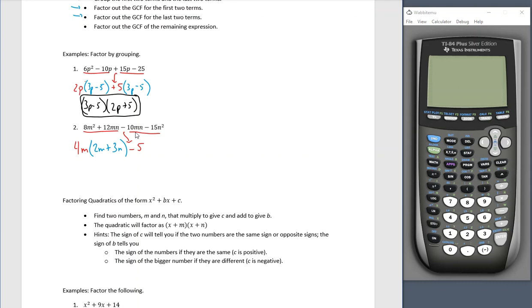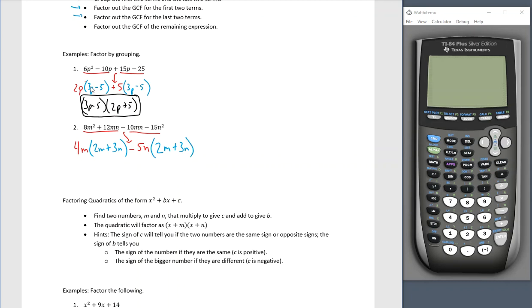Let me see. That's it for numbers. M and n squared, so they both have an n. Good. Let's see what we have now. Negative 5n. So negative 10 divided by a negative 5 is 2. I have an mn. I take out the n. I'm left with an m. Negative 15 divided by a negative 5 is plus 3. I have n squared, but I took out one of them, so I have an n.